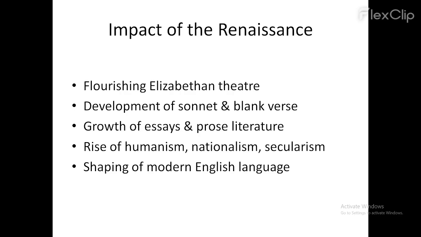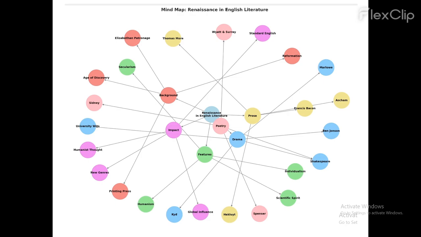Development of sonnet and blank verse. Growth of essays and prose literature. Rise of humanism, nationalism, secularism, shaping of modern English language. All is because of Renaissance.